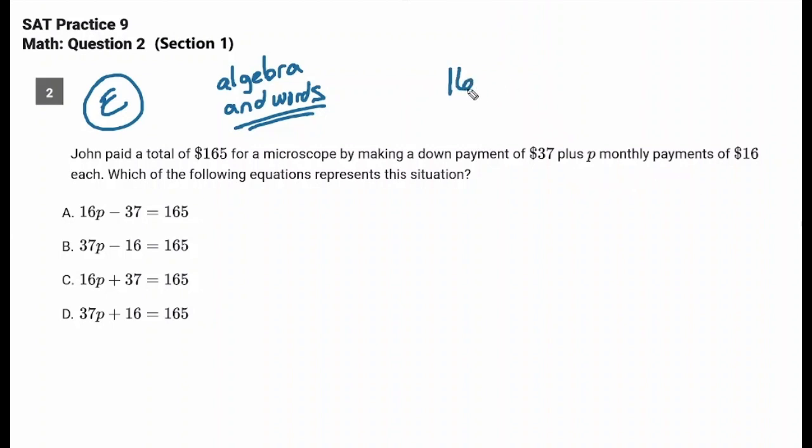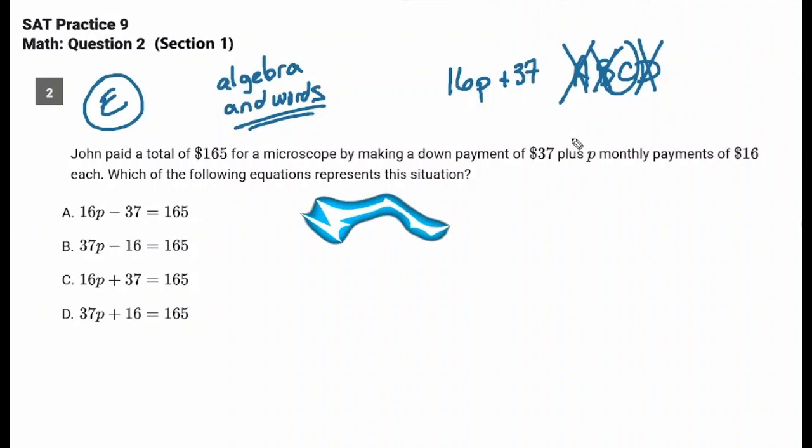So that's 16P. So A, B, C, D, anything that doesn't have a 16P in it, you can cross off. A has 16P, but B has 37P, and D also has 37P. All right, what about the 37? What are you going to do to it? You're going to add it, subtract it, divide it. What's going to happen? You're going to add it. So between A and C, A says you're subtracting it, C says you're adding it, and so C's the answer. You can move quickly here, don't hurry, get it right, and move on.